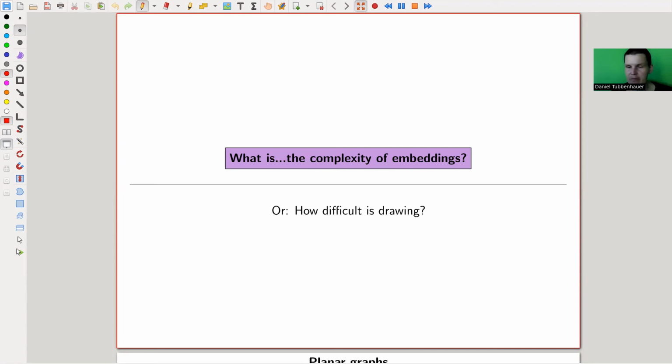But it was one of these problems when you somehow do it by hand, it looks really difficult. And then it turns out that there's an algorithm which is ridiculously smart and efficient at the same time. So I would like to talk about what is the complexity of embeddings, or well, embedding is a fancy word of how difficult is drawing. Actually, how difficult is drawing? Kind of a catchy phrase. Catchy, I don't know. But let's have a look at how difficult is drawing. So that's how at least I like to think about it.